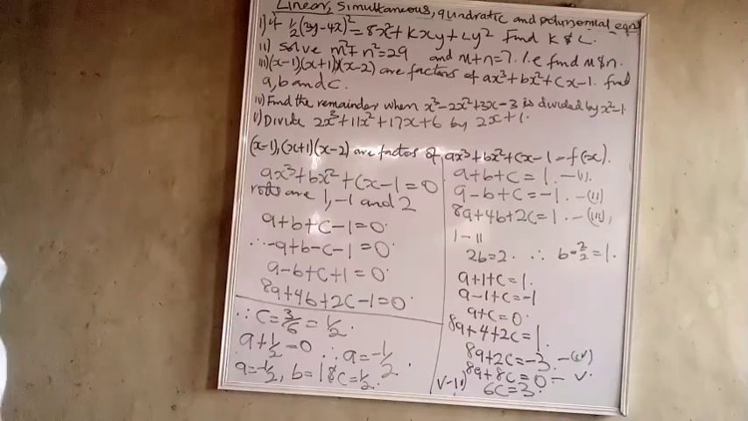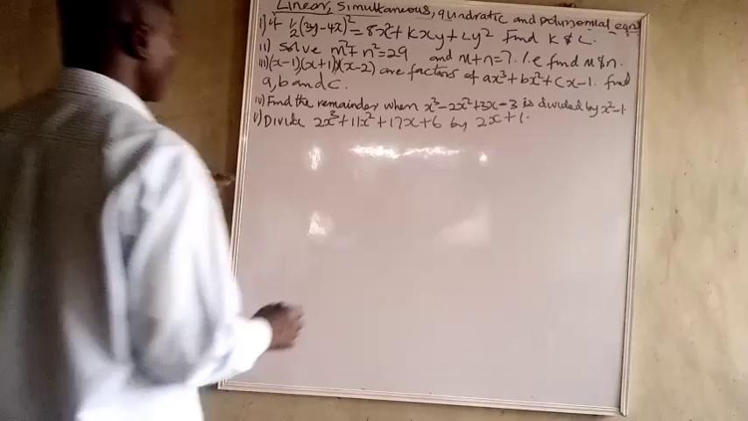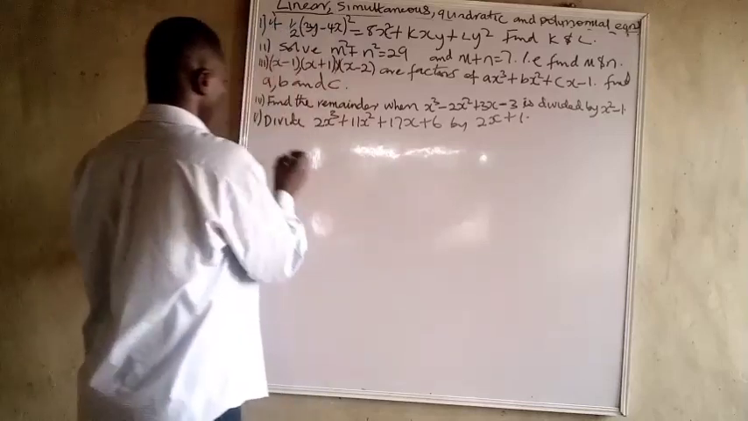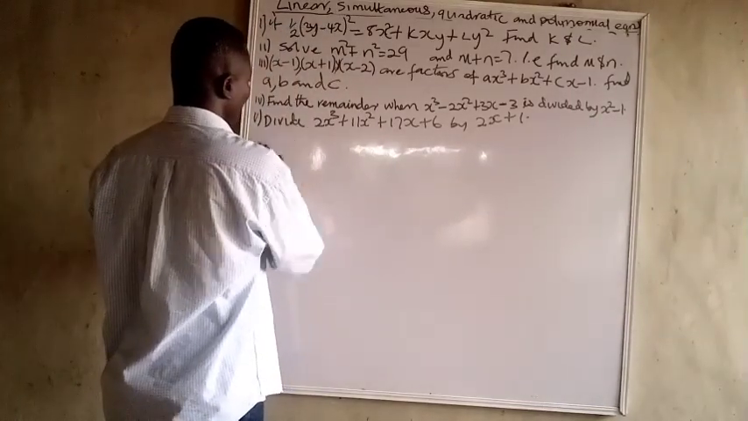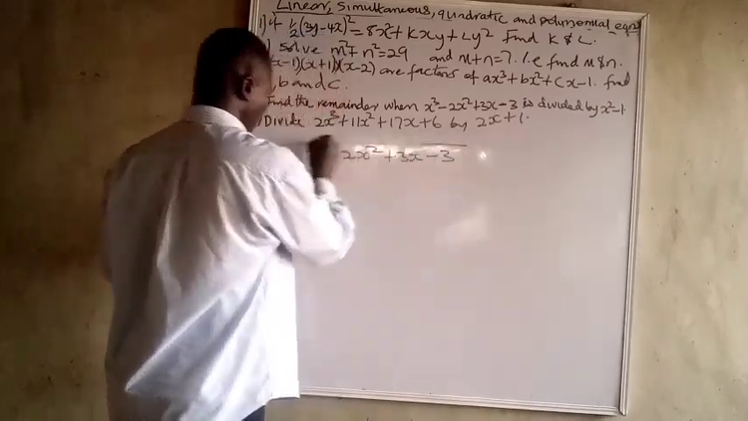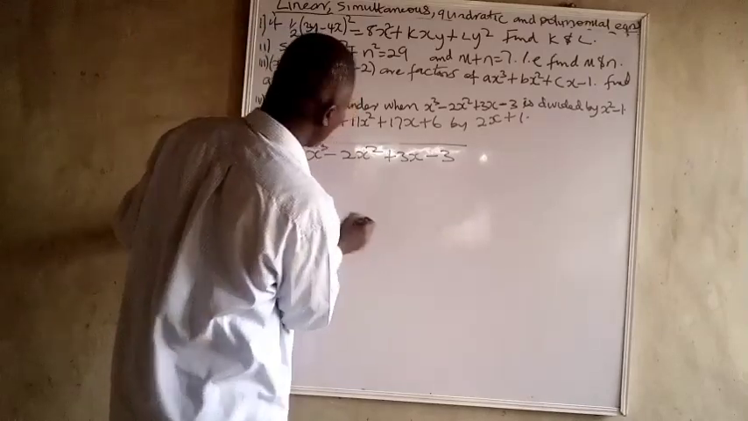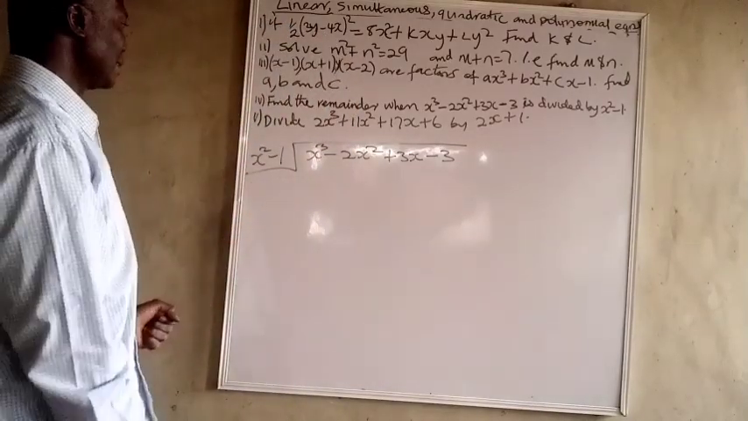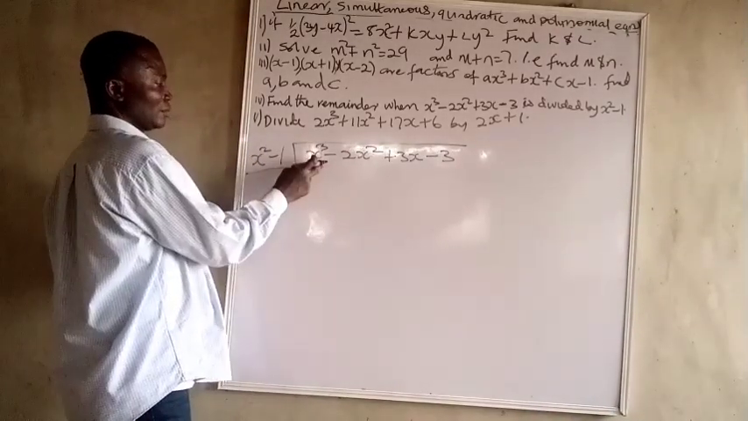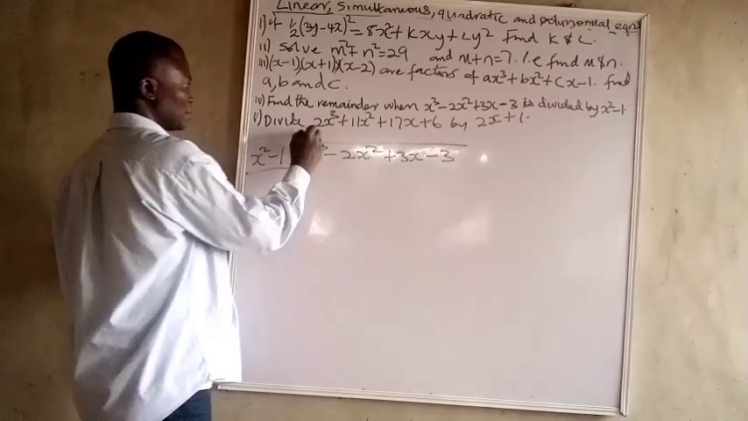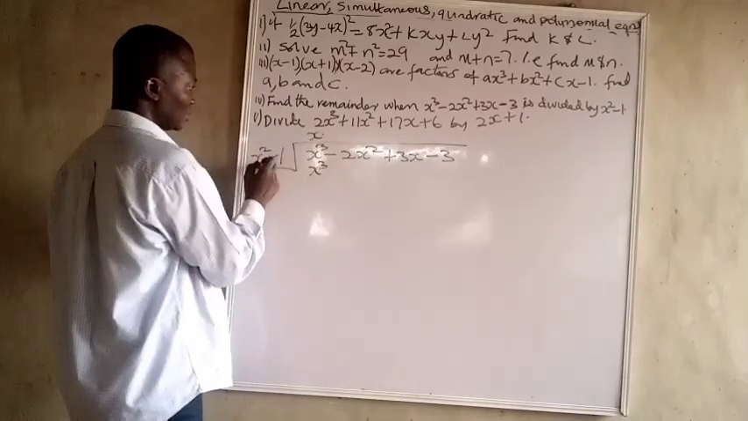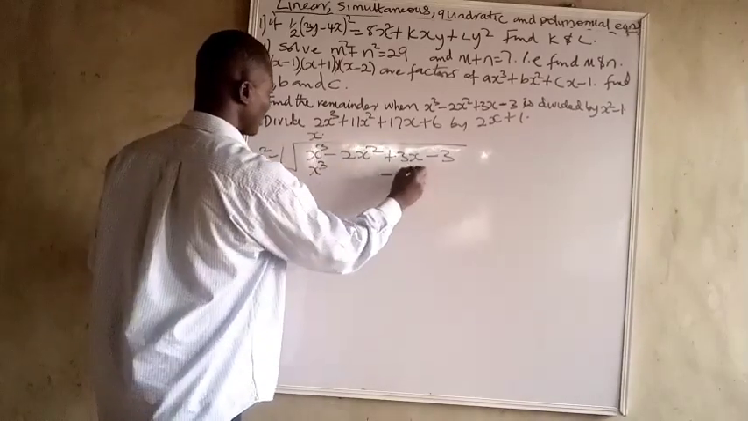Now for this one, we are told to find the remainder when x cubed minus 2x squared plus 3x minus 3 is divided by x squared minus 1. So we have x cubed minus 2x squared plus 3x minus 3 divided by x squared minus 1. Looking at this, let me do it straight. x multiplied by x squared will give us this, so we put x here. So we have x cubed minus, this one times this one is x, so I have minus x.